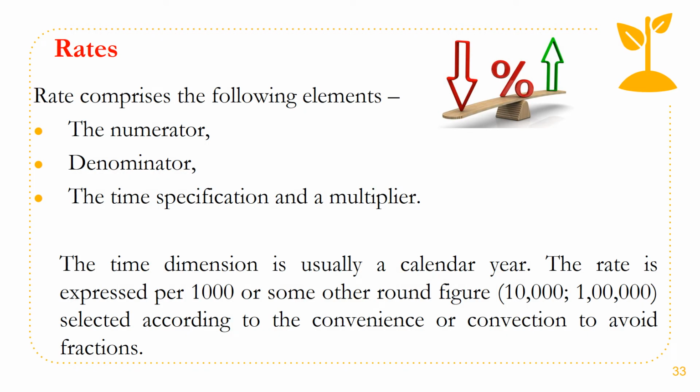Rate comprises the following elements: the numerator, the denominator, the time specification, and the multiplier. The time dimension is usually a calendar year. The rate is expressed per thousand or some other round figure, that is, 10,000 or 1 lakh, selected according to convenience or convention to avoid fractions.